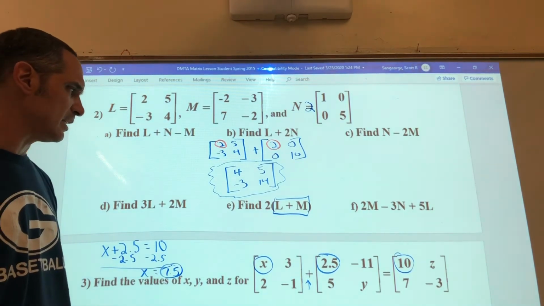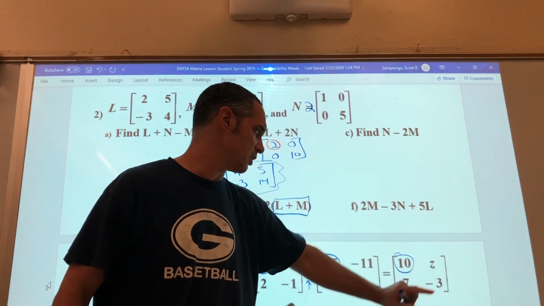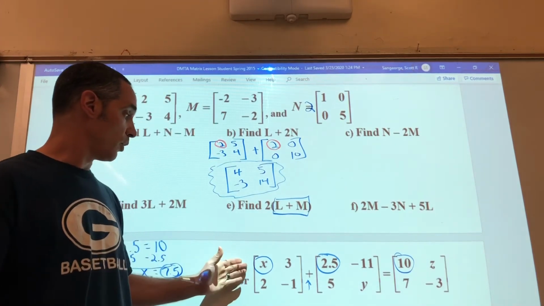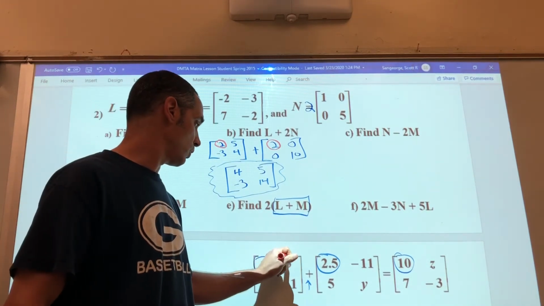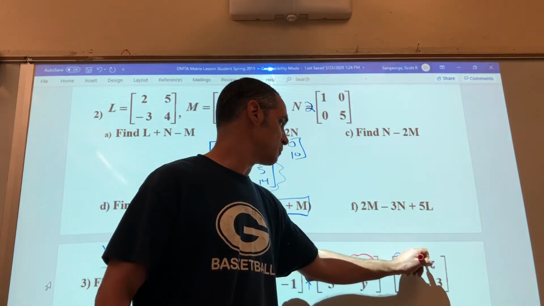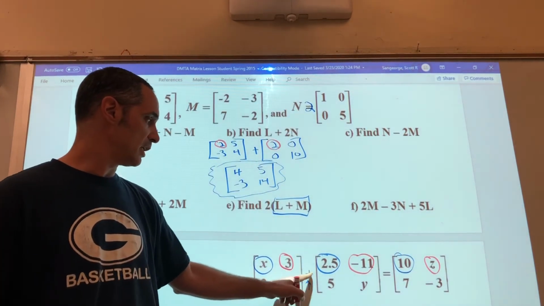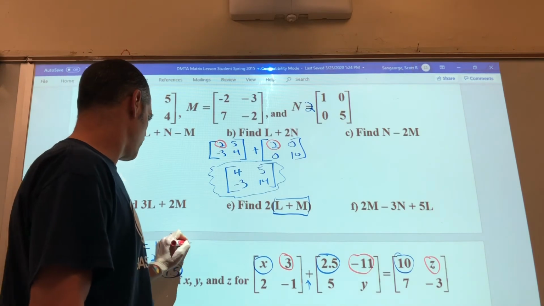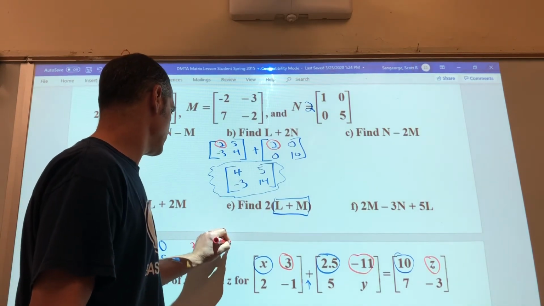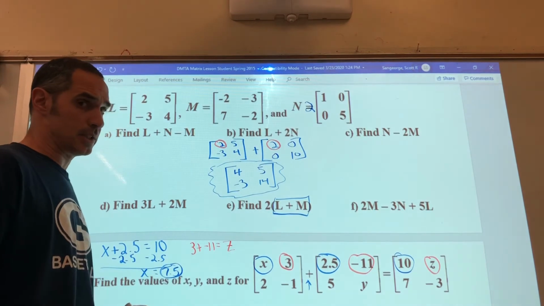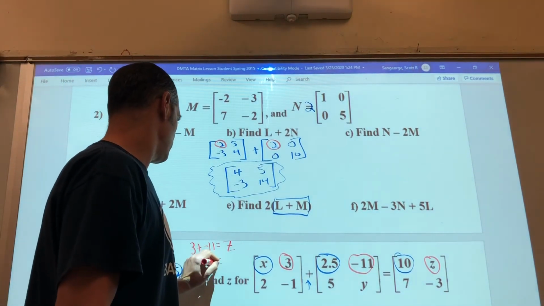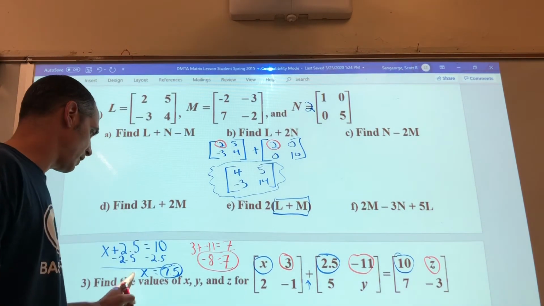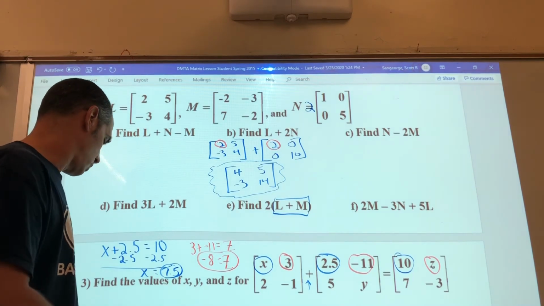Now, in order to find z, it is over here, so that's the top right element, row 1, column 2. So we're going to go and find all the row 1, column 2 elements and do the same thing. 3 plus negative 11 equals z. I'm going to solve that. 3 plus negative 11 is just negative 8. So we get negative 8 is equal to z. And so we solve for z. So we have x, we have z. And now we need to solve for y.